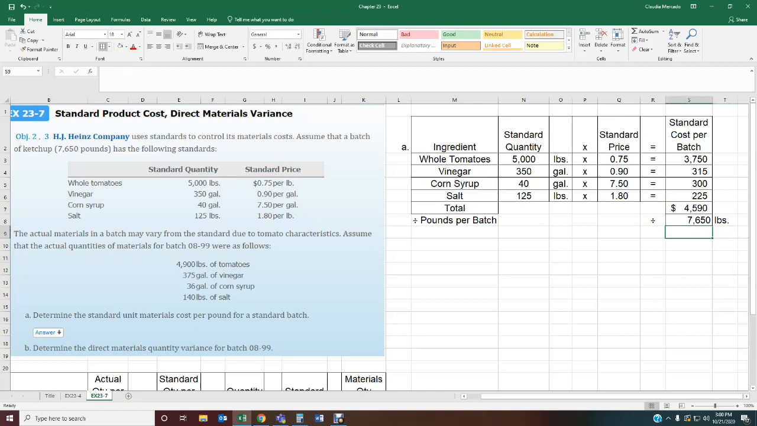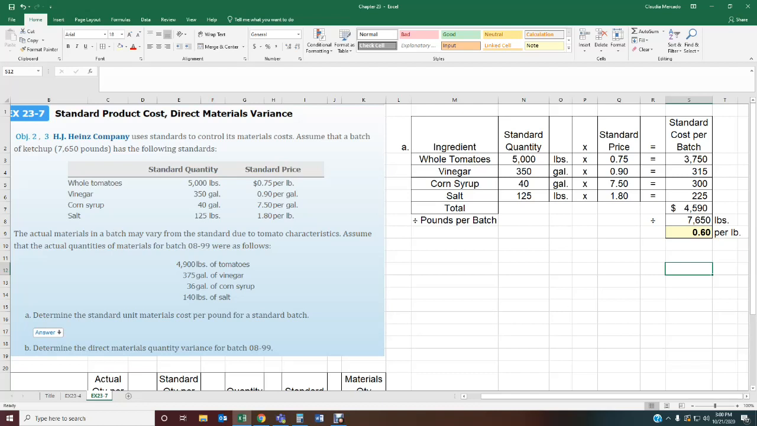So then that's going to give me $45.90 divided by 76.50. That is going to give me 60 cents per pound. Okay. So for every pound of ketchup that I manufacture, I'm going to spend 60 cents in materials. That includes your tomatoes, your vinegar, your syrup, and your salt.